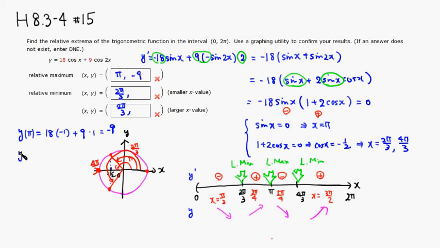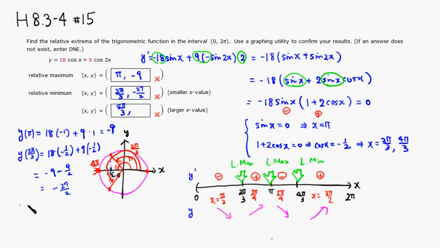How about y of 2 pi over 3? So it's 18 times cosine of 2 pi over 3, which is negative 1/2, plus 9 times cosine of 4 pi over 3, which is still negative 1/2. So this is going to be negative 9 minus 9 over 2, so that's negative 27 over 2.